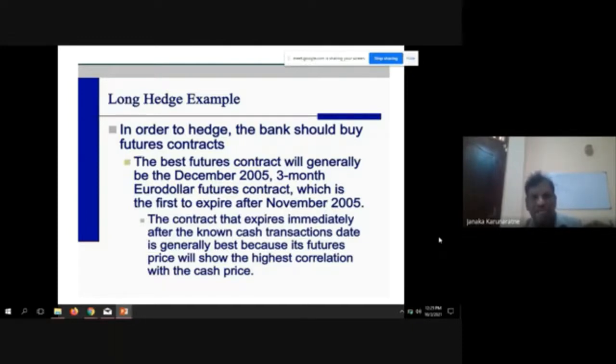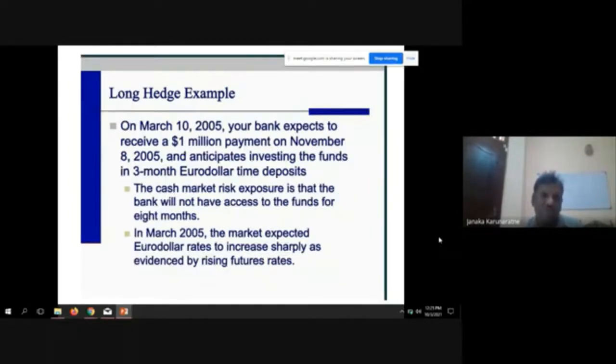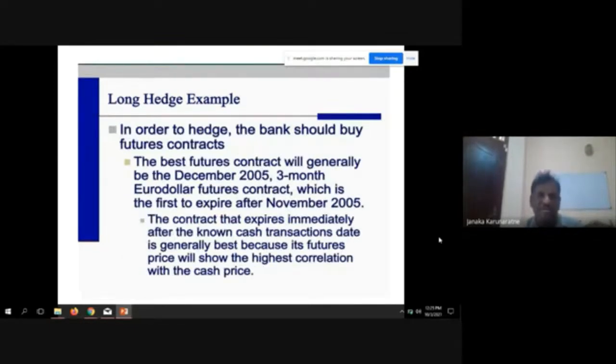There is a futures contract maturing in December 2005, 3-month euro dollar futures contract, which is first to expire after November 2005. So you have to identify the immediately maturing contract closer to your cash transaction date, right? The contract that expires immediately after the known cash transaction date is generally best because the futures price will show the highest correlation with the cash price. So, that's what I said.